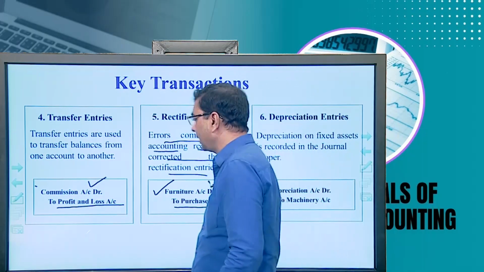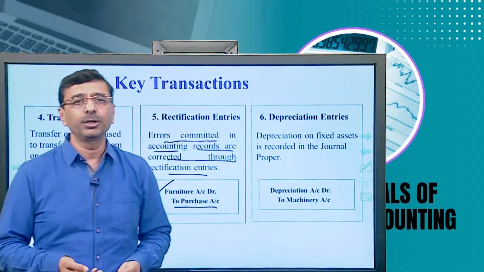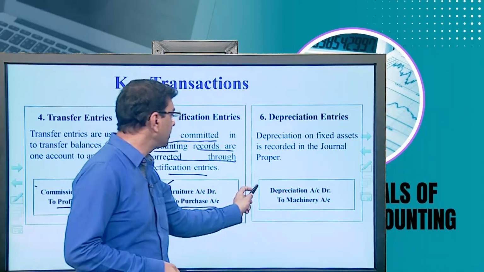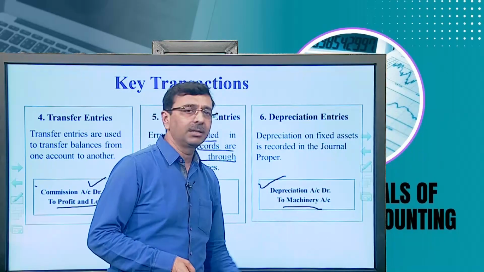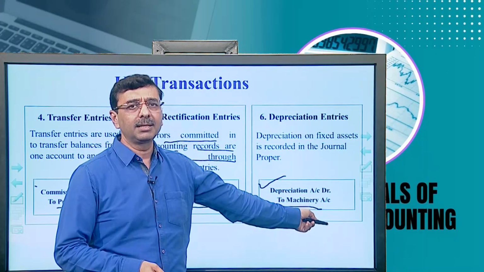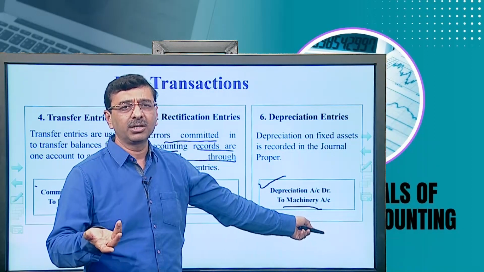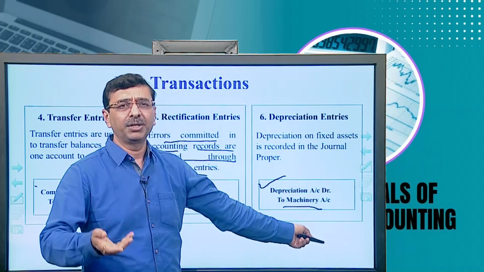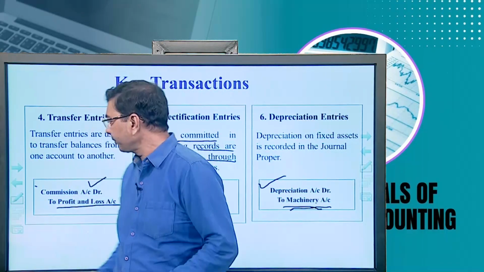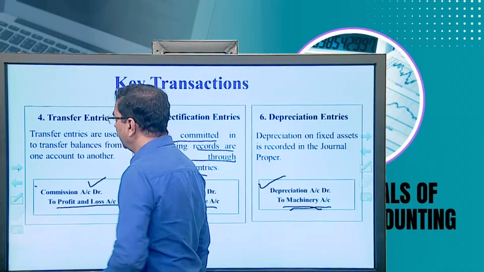Next is depreciation entries. Depreciation is always charged on your assets. The depreciation should be debited, so the depreciation account is debited, and when you charge depreciation on assets, the asset account will be credited. Here the machinery account is credited, likewise depreciation charged on building, machinery, furniture, equipment, etc. All asset accounts will be credited. Moving to the next item.